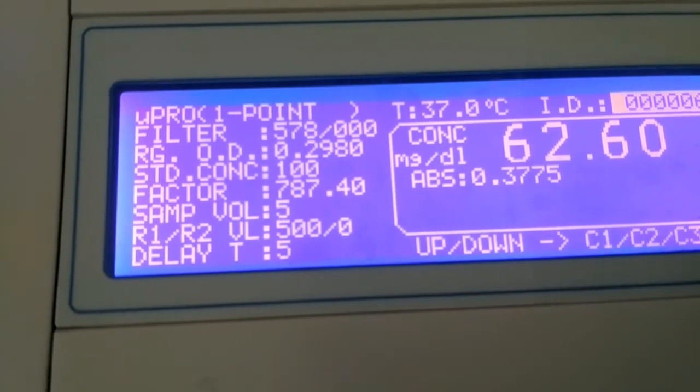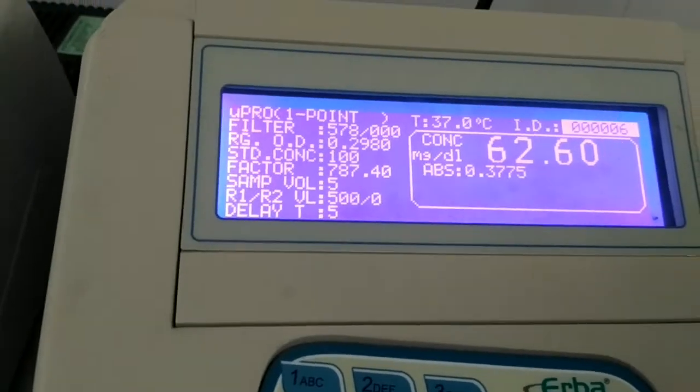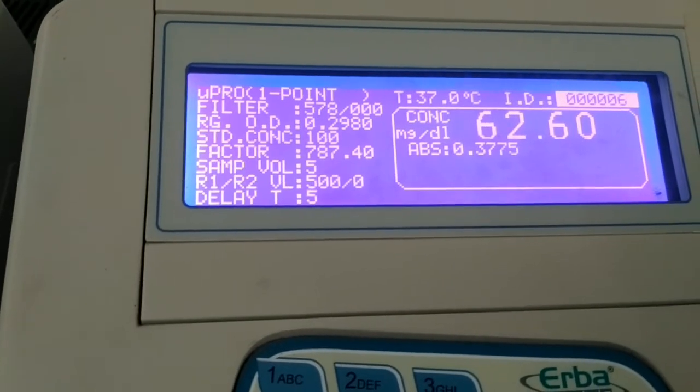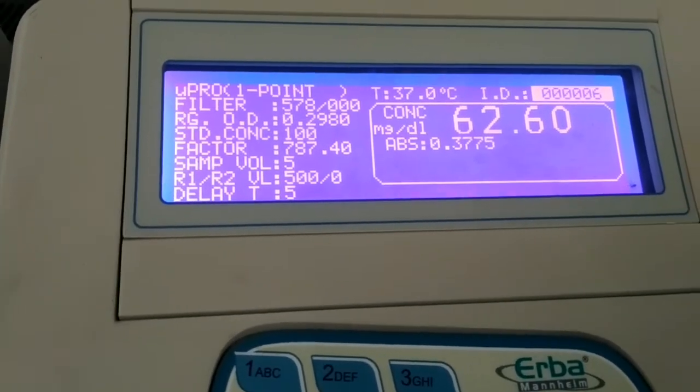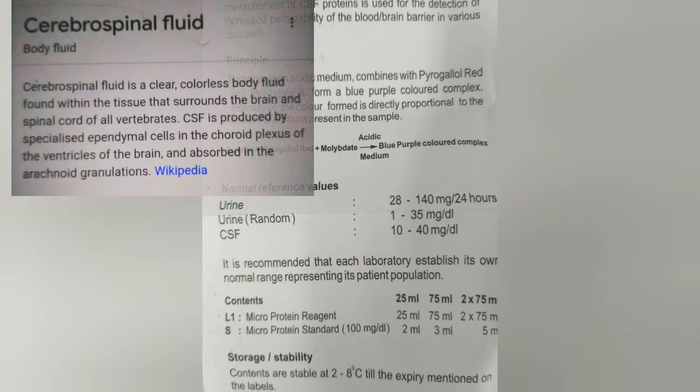So friends, this is all about microprotein detection using the Erba Chem 5. Today in this video, we specially tested a CSF, that means cerebrospinal fluid, sample. So we have to know what cerebrospinal fluid is.